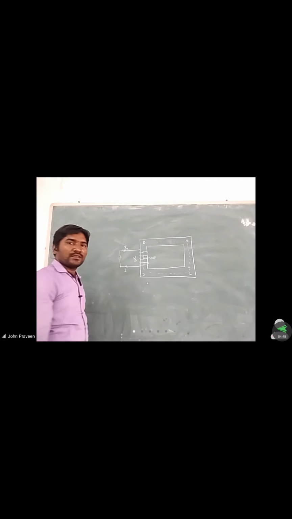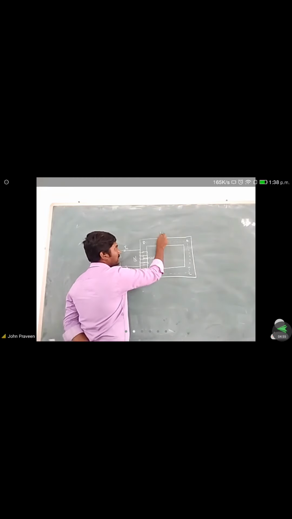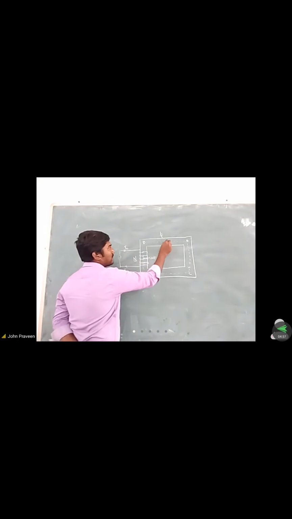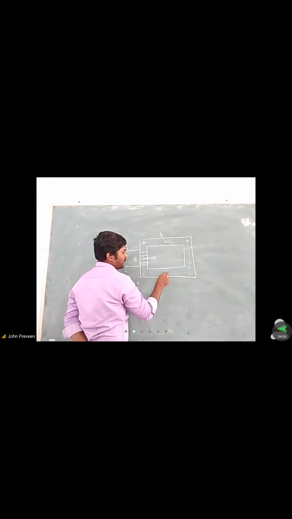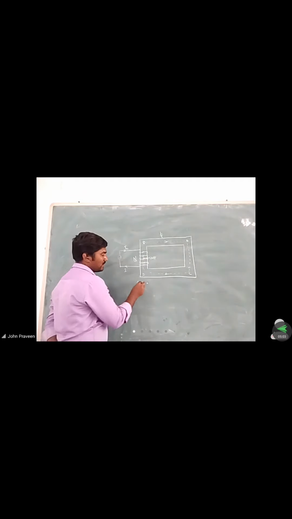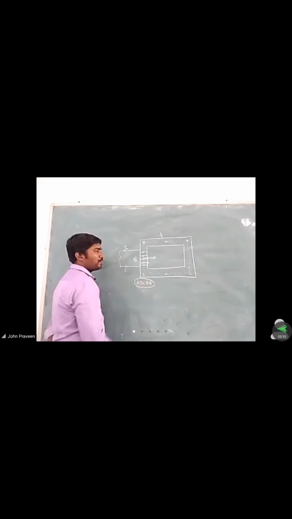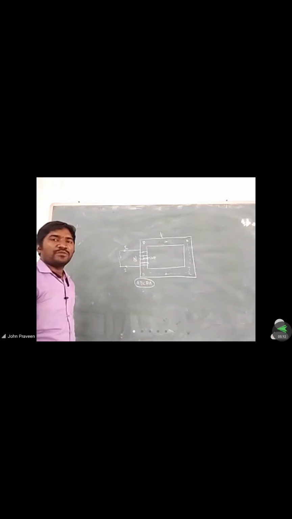So what is the path? Simply, it is the path of magnetic flux. Here flux is indicated by phi. This is the direction of flux. What is the path of flux? A, B, C, D, A. It forms a closed path.